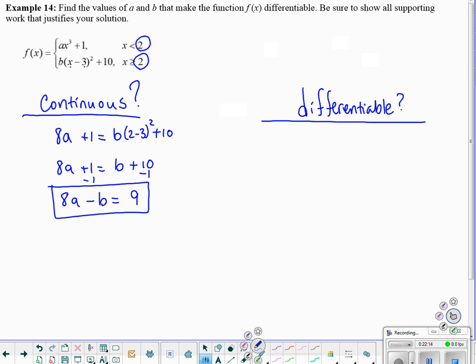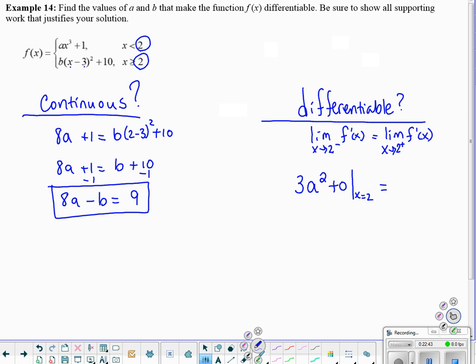For differentiability, here we want to check the limit as we come into 2 from the left side of the derivative, and check to see that that equals the limit as we come into 2 from the right side of f prime. Now, f prime is not hard to take on the first one. It's going to be 3a squared, because a is some number. Really, in this scenario, it's a constant, isn't it? Plus 0. I need to evaluate this at x equals 2.